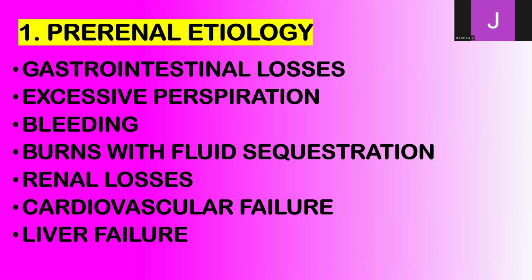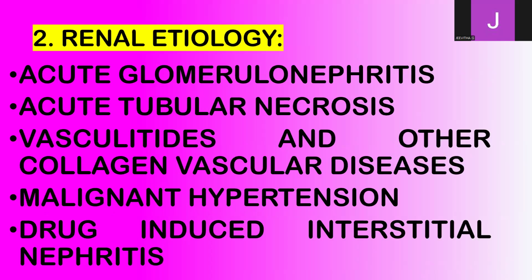So kidney failure can be due to three etiologies. It can be pre-renal etiology, post-renal etiology, and renal etiology. In pre-renal etiologies, we can see gastrointestinal losses, excessive perspiration, lot of hemorrhage or bleeding in the body, burns, which could be second and third degree burns with fluid sequestration, renal losses, cardiovascular failure, liver failure, etc.